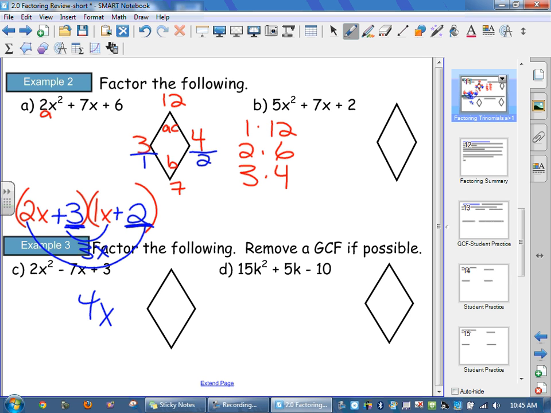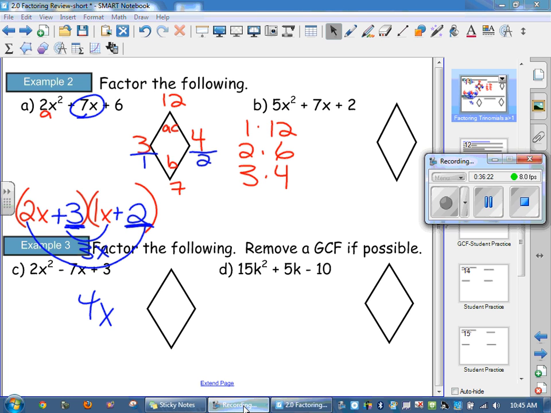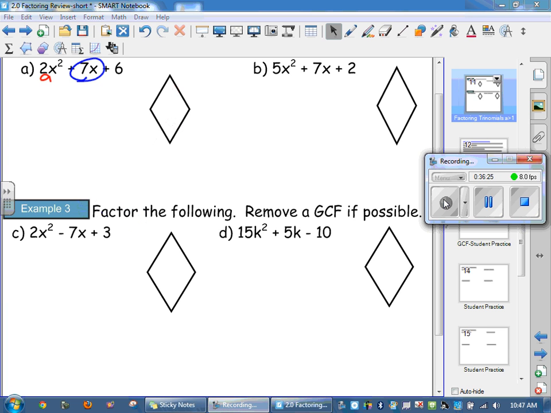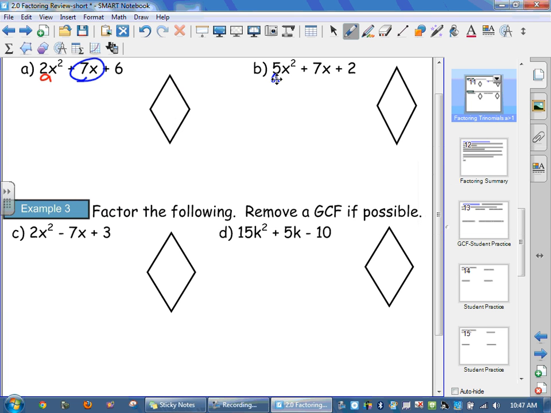Take a couple minutes and try B on your own. All right. Our A is a 5, so I'm going to factor the 5. And I'm going to get a 5x and a 1x. Those are my factors of 5. Now I go to my diamond. A times C gives me 10, 5 times 2. My B is a 7. Factors of 10: 1 times 10, 2 times 5. Which ones add to 7? 2 and 5. Okay. 2 and 5.